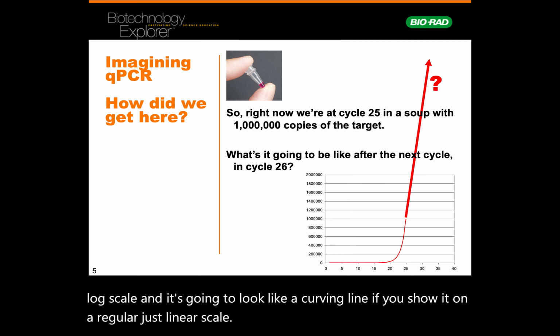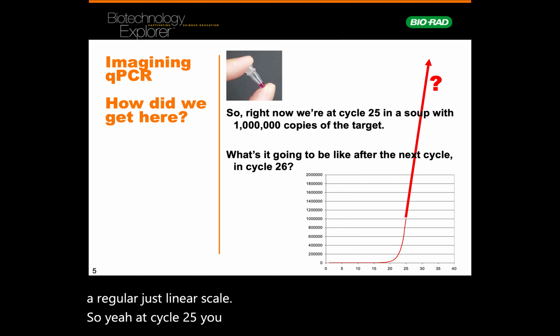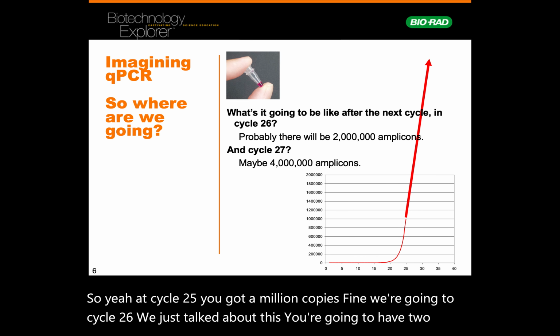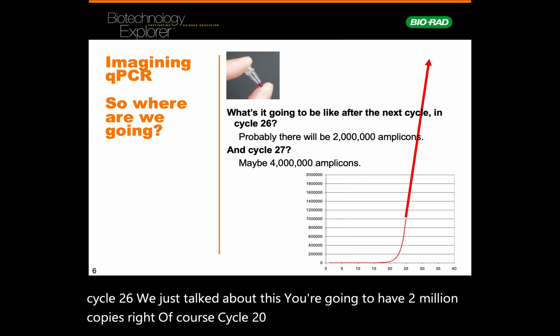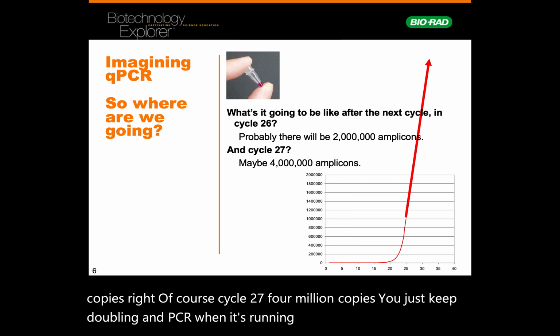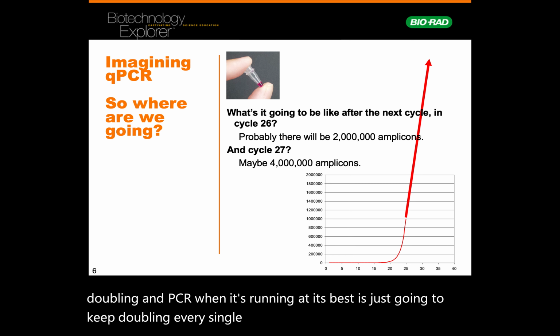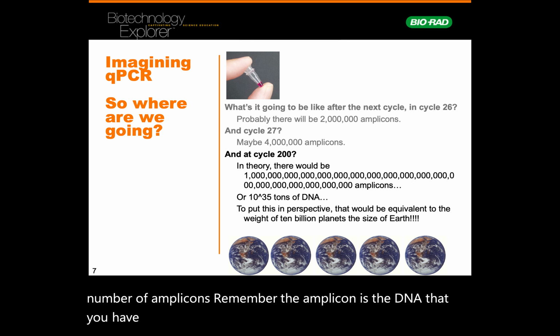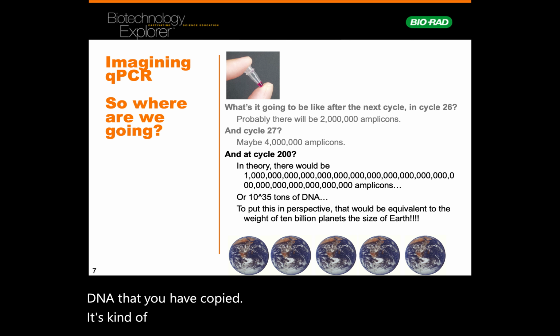At cycle 25, you got 1 million copies. What are you going to have at cycle 26? We just talked about this. You're going to have 2 million copies, right? Cycle 27, 4 million copies. You just keep doubling. And PCR, when it's running at its best, is just going to keep doubling every single round. But of course, doubling leads to a very rapid expansion in the number of products, in this case, the number of amplicons. Remember, the amplicon is the DNA that you have copied. It's kind of the template that you've made into copies. So cycle 26, 27.